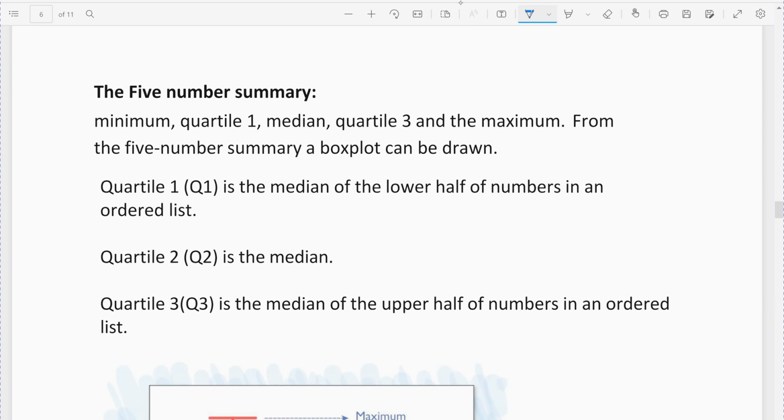The second quartile is the median. It's at 50% of the values. And the third quartile is at 75%, the third quarter. It's the middle value, the median value of the upper half of the numbers when they're in an ordered list. And then you take your 5-number summary, and the graphical representation of it is called a box plot.